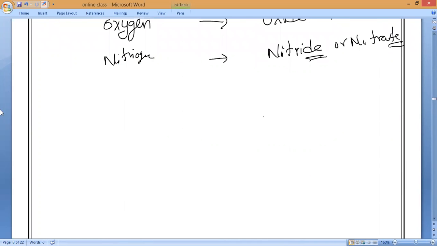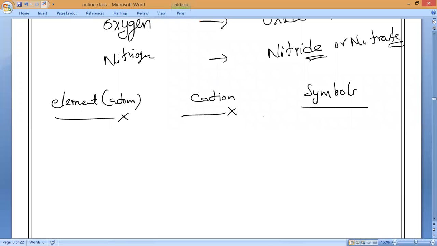Now, I will take the atom. First, cations, guys. Let me take the element name, element meaning atom, and cation, as well as symbols. I don't want to give you all, just a few for an idea. Now, element. Let me take hydrogen. Hydrogen atom or element, both are the same. Now what will the cation form? It will lose one electron. By loss or by gain? Loss, one electron.